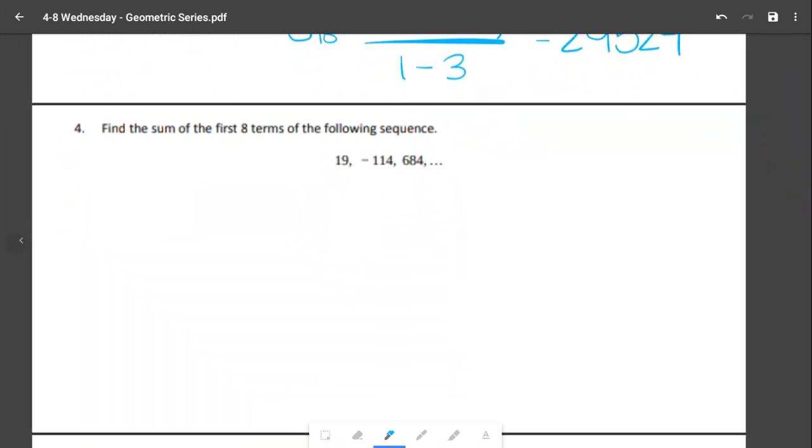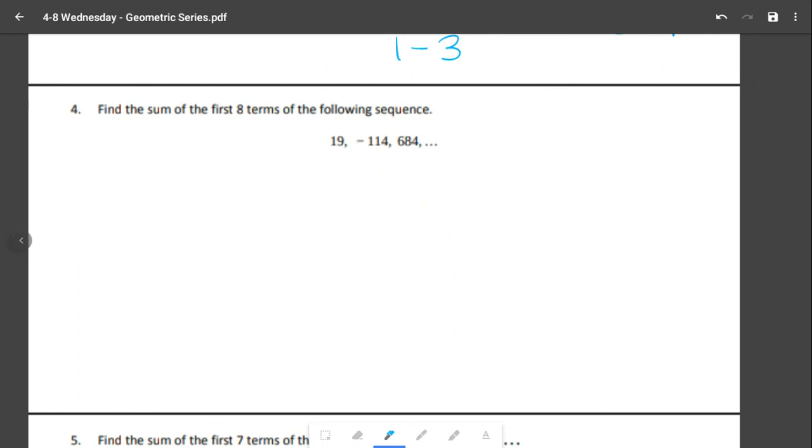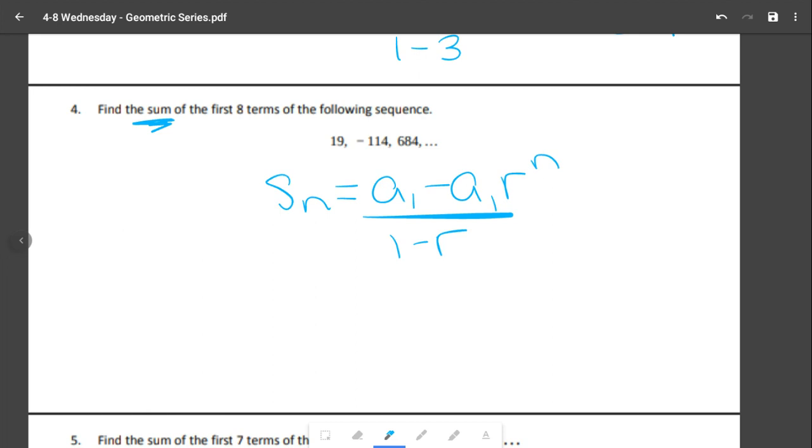Number 4, find the sum of the first 8 terms of the following sequence. So again, why don't you press pause, try this one on your own, and when you think you got it, you can go ahead and press play again. All right, so again, we're finding a sum. So here is our formula. N would be 8 for this one. That's how many things we're adding together. A1, the first term, is 19.